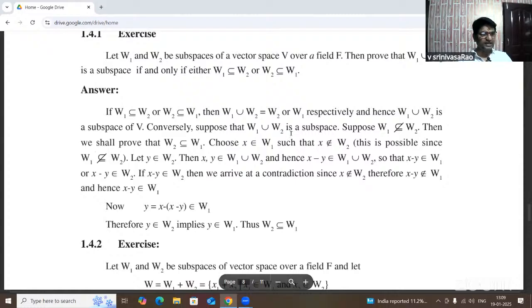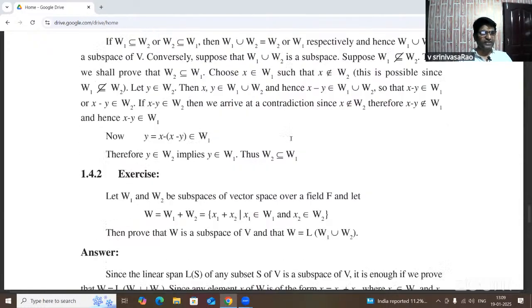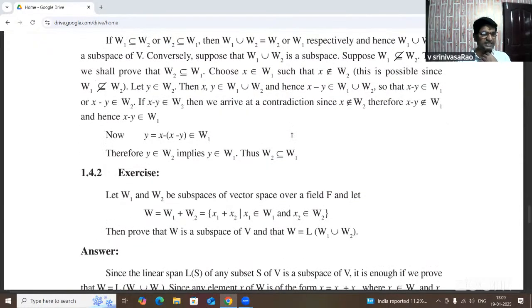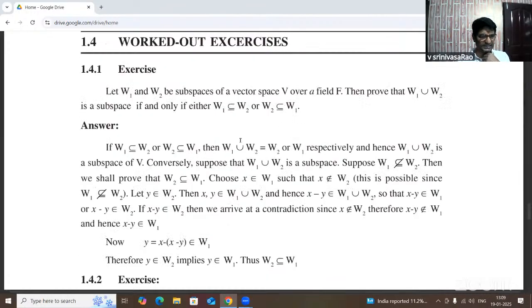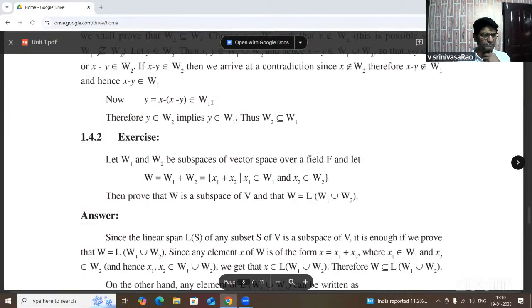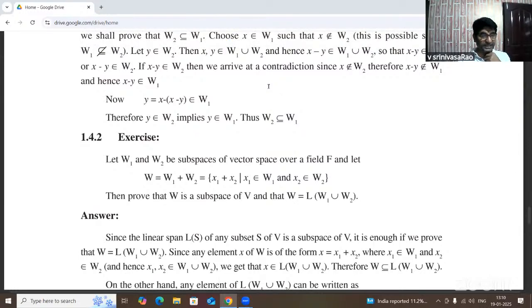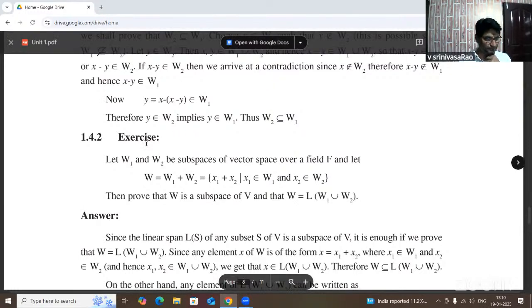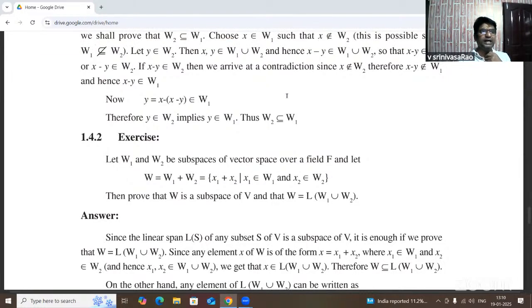Now this is the theorem: the union of any two subspaces is a subspace if and only if one is contained in the other. This is the simple proof of this property. Theorem 1.4.1 is also one of the important theorems in the final examination. That is the practice theorem above; this is the solution for you.